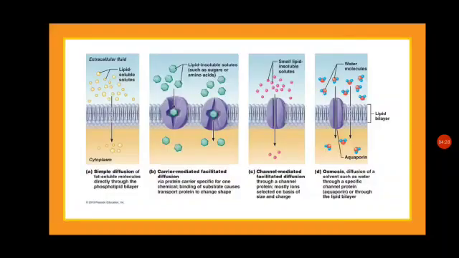In this diagram, you can see simple diffusion, carrier mediated facilitated diffusion, channel mediated facilitated diffusion and osmosis. Four different processes are shown in this diagram. We are on simple diffusion, but you can see the difference in all. Simple diffusion is only without energy, molecules can travel from higher to lower concentration.